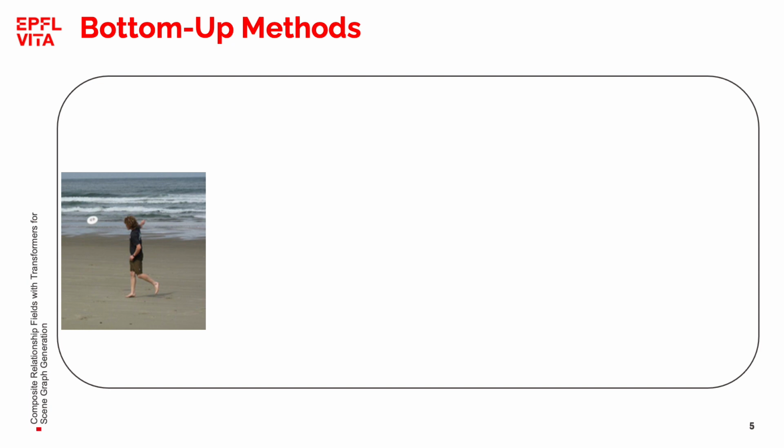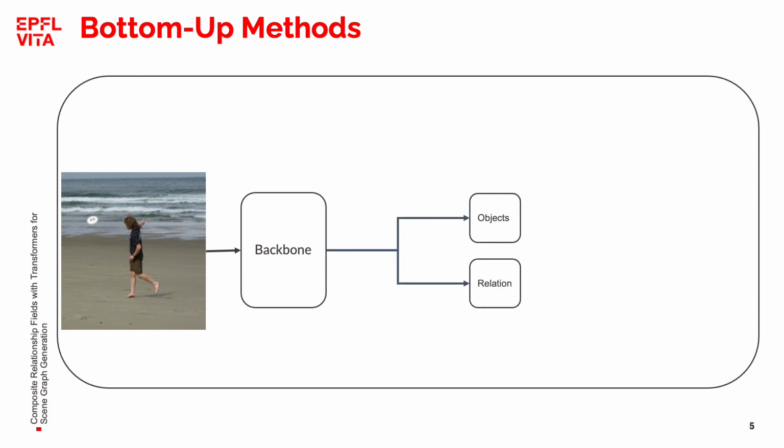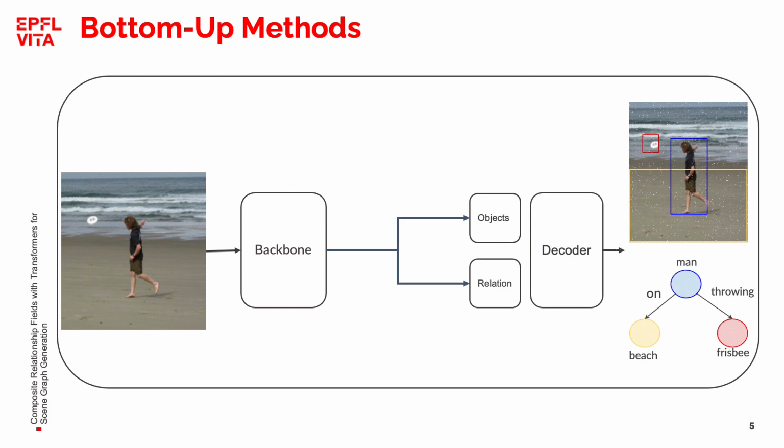Bottom-up methods, on the other hand, pass the image through a backbone to obtain the features, then extract different object and relationship representations, which are in turn decoded to simultaneously output the object detections and scene graph prediction. One important aspect of bottom-up methods is how relationships and objects are represented to improve prediction and decoding. In this paper, we focus on relationship representations and introduce composite relationship fields.